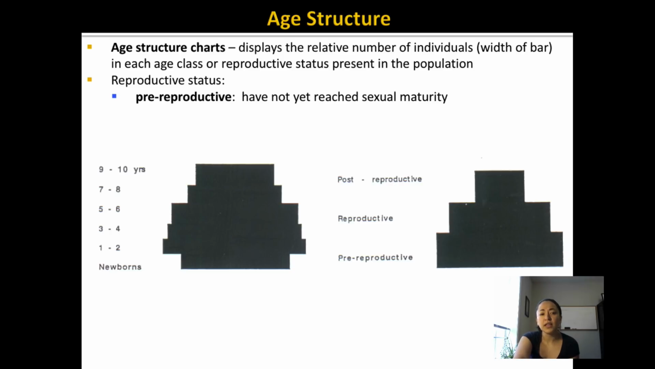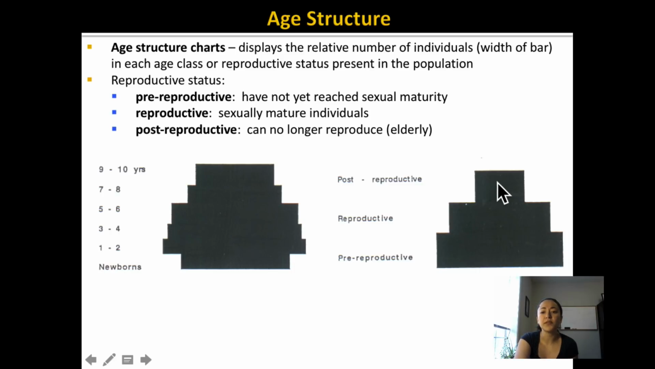If we're calling an individual pre-reproductive, that means they have not yet reached sexual maturity. So here in the right population, you can see there's more pre-reproductive individuals. If we look at the number of reproductive individuals, it gets a little bit less, and these are the individuals that are sexually mature. And then post-reproductive individuals are individuals that can no longer reproduce, so the elderly individuals in a population.